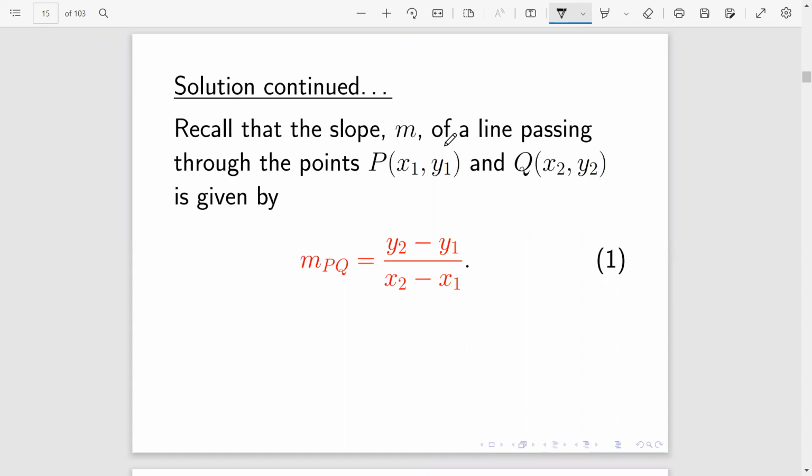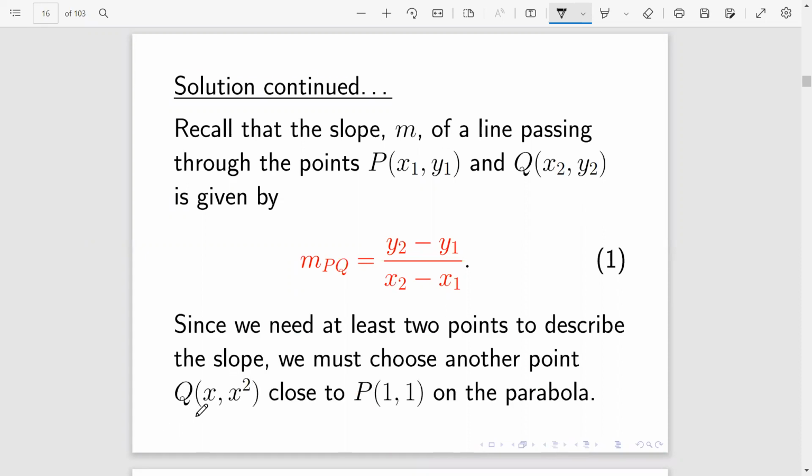For our second point, what we're going to do is say let Q be some point on the graph, and remember that any coordinate has x and y. Now we're given y equals x squared, so the coordinates of this Q will be (x, x squared). And we want this Q to be close to this point, so that we have two points to substitute back here and calculate our gradient. I hope that makes sense.